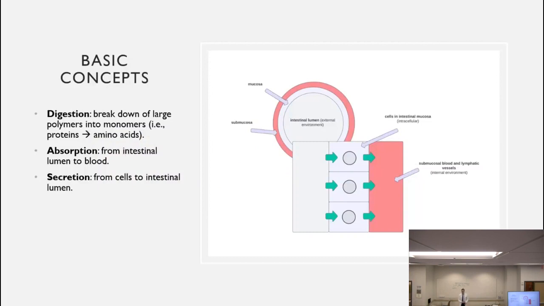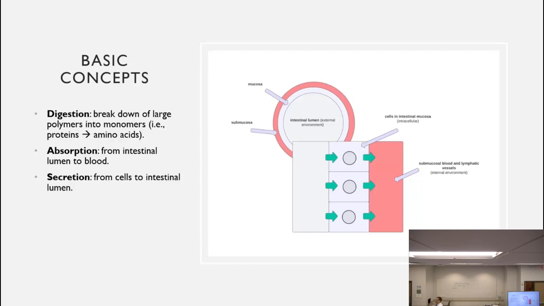We are going to be seeing some basic concepts as in every other system. What is digestion? Digestion simply means the breakdown of food, large particles or polymers, into monomers, which are the structural units of those molecules. For example, a very common polymer that we eat is starch, which is present in many carbohydrates.